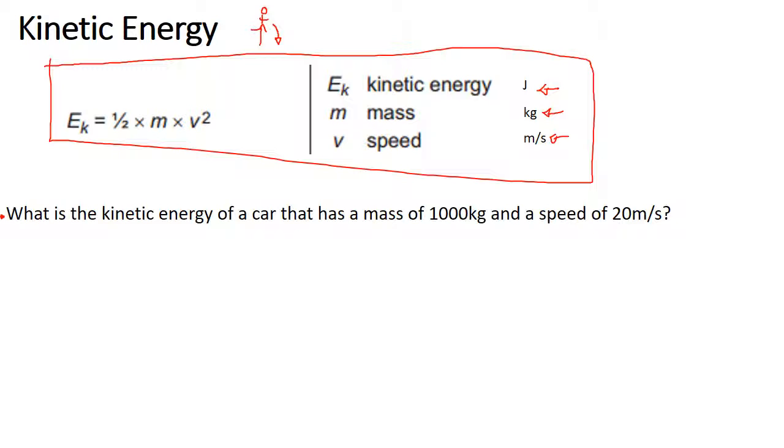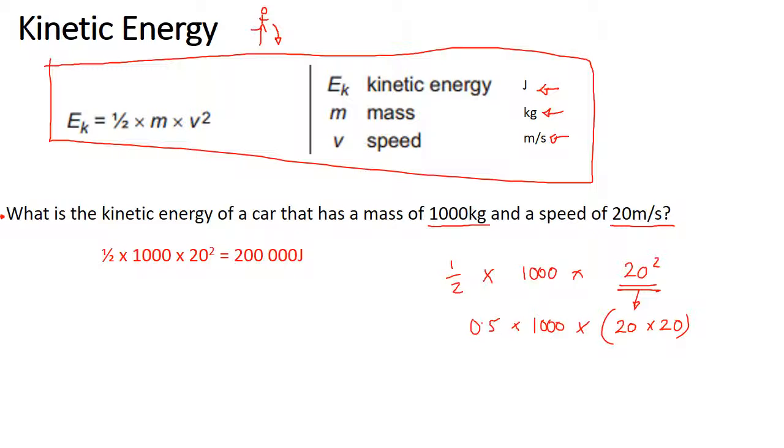We're going to have a look at this question. What is the kinetic energy of a car that has a mass of 1,000 kilograms and a speed of 20 meters per second? So in order to calculate this, you need to do half times the mass times the speed squared. Now please, please, please, if you don't have a scientific calculator, do this step first. So square your 20. Now to square a number, remember you times it by itself. So do 20 times 20 first, then do the rest of your equation. So it comes out at the answer.